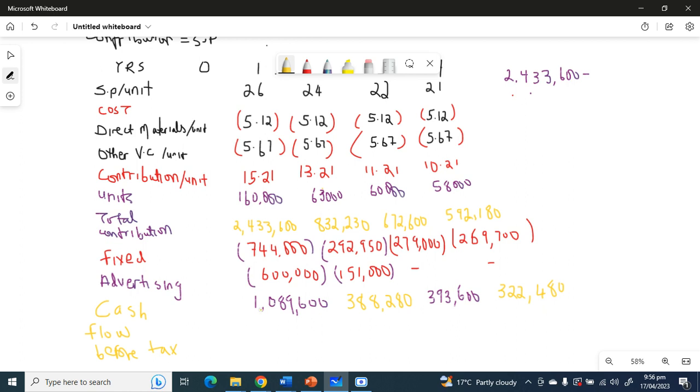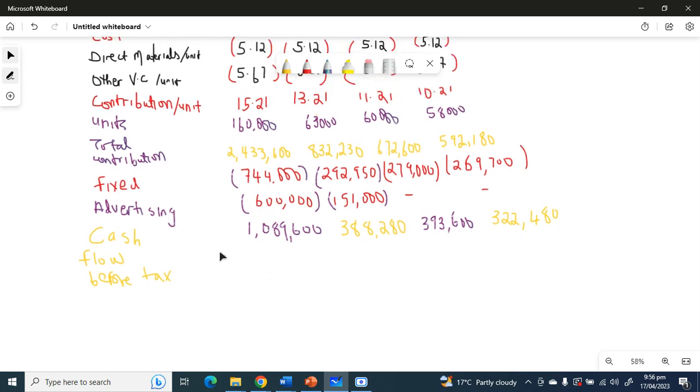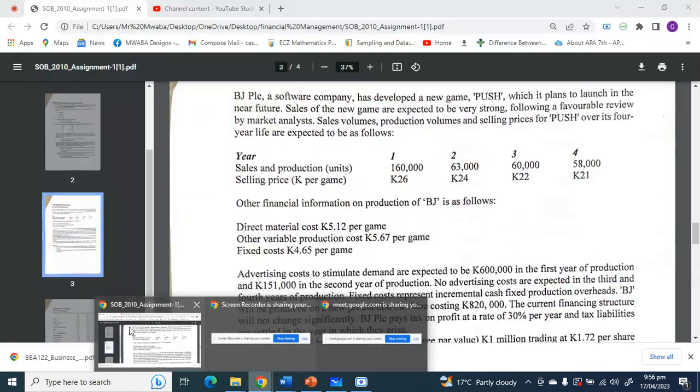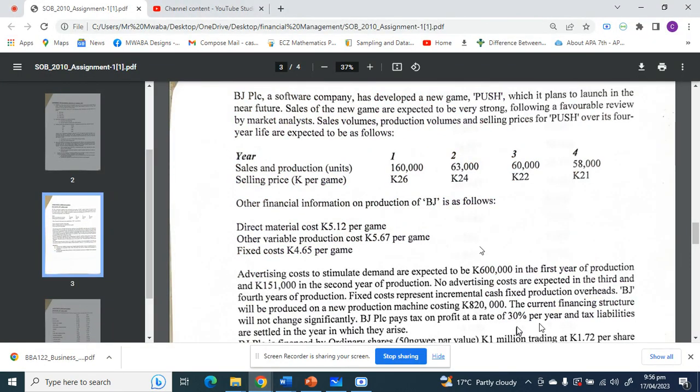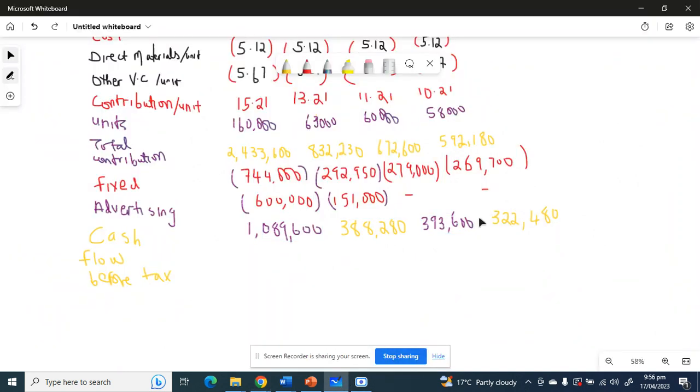All right, this represents our cash flows before tax. This can also be thought of as our profit before tax, but here we're going to take it as our cash flow before tax. So the next thing that we do, we've been told that tax is charged at 30% per year, and tax liabilities are settled in the year they arise. So we'll be getting 30% of each of these values here.